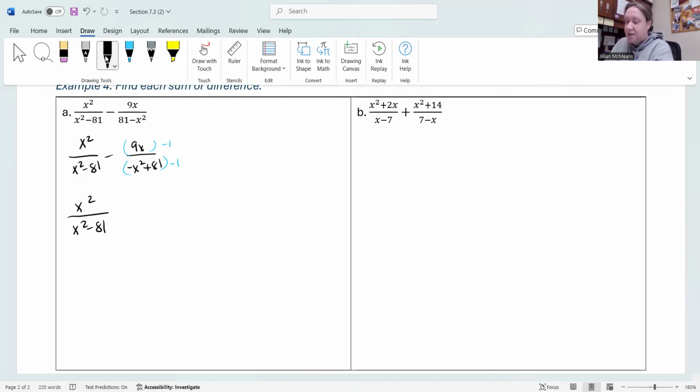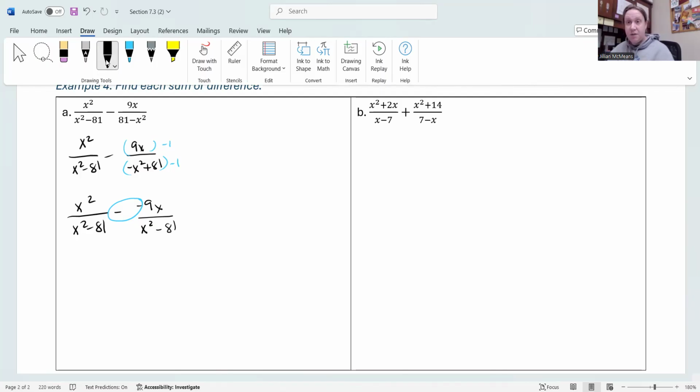So 9x times -1 is -9x. Negative x squared times -1 is positive x squared. 81 times -1 is negative 81. So things are looking pretty good. Our denominators are now the same. They're no longer opposites, but we have this weird sign thing happening. We have this going on, okay? So no problem. We know how to deal with that.